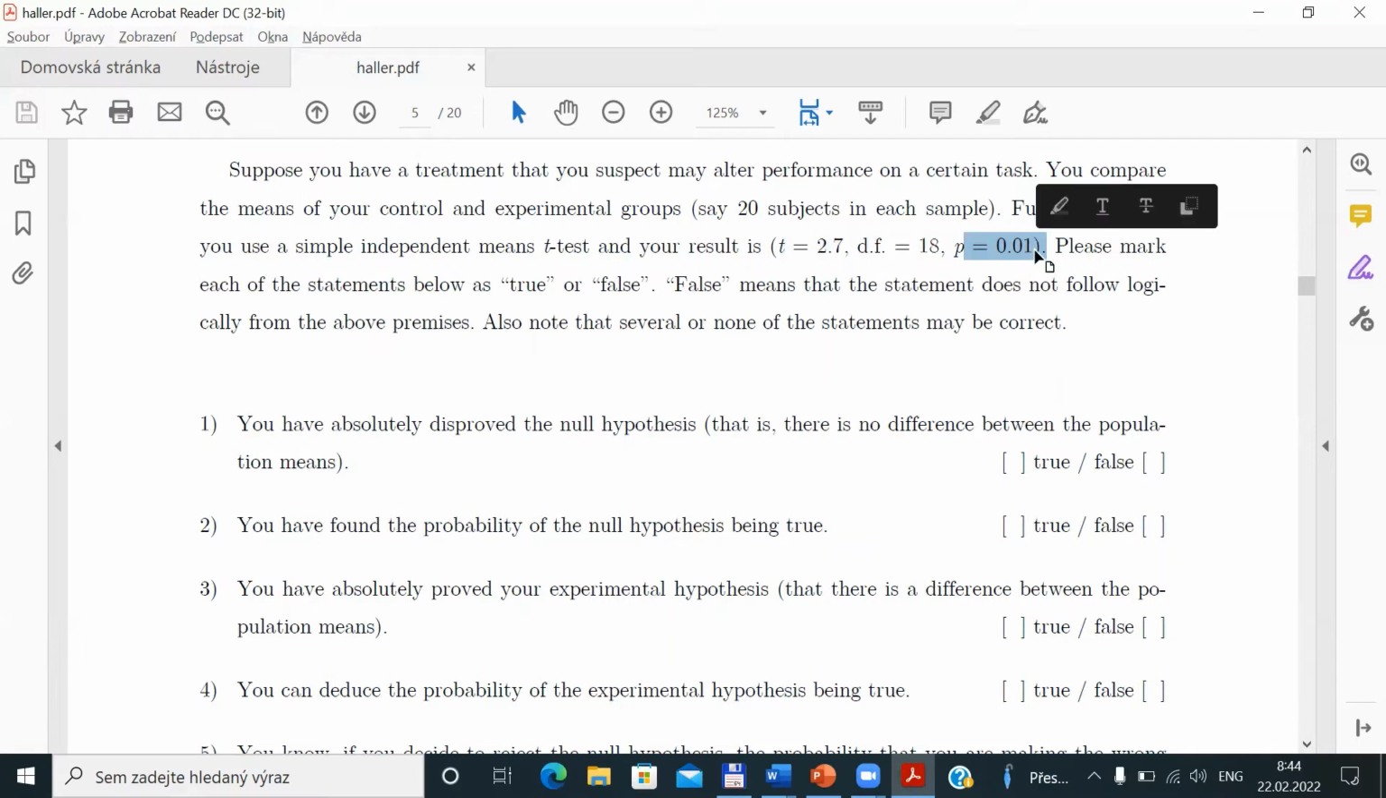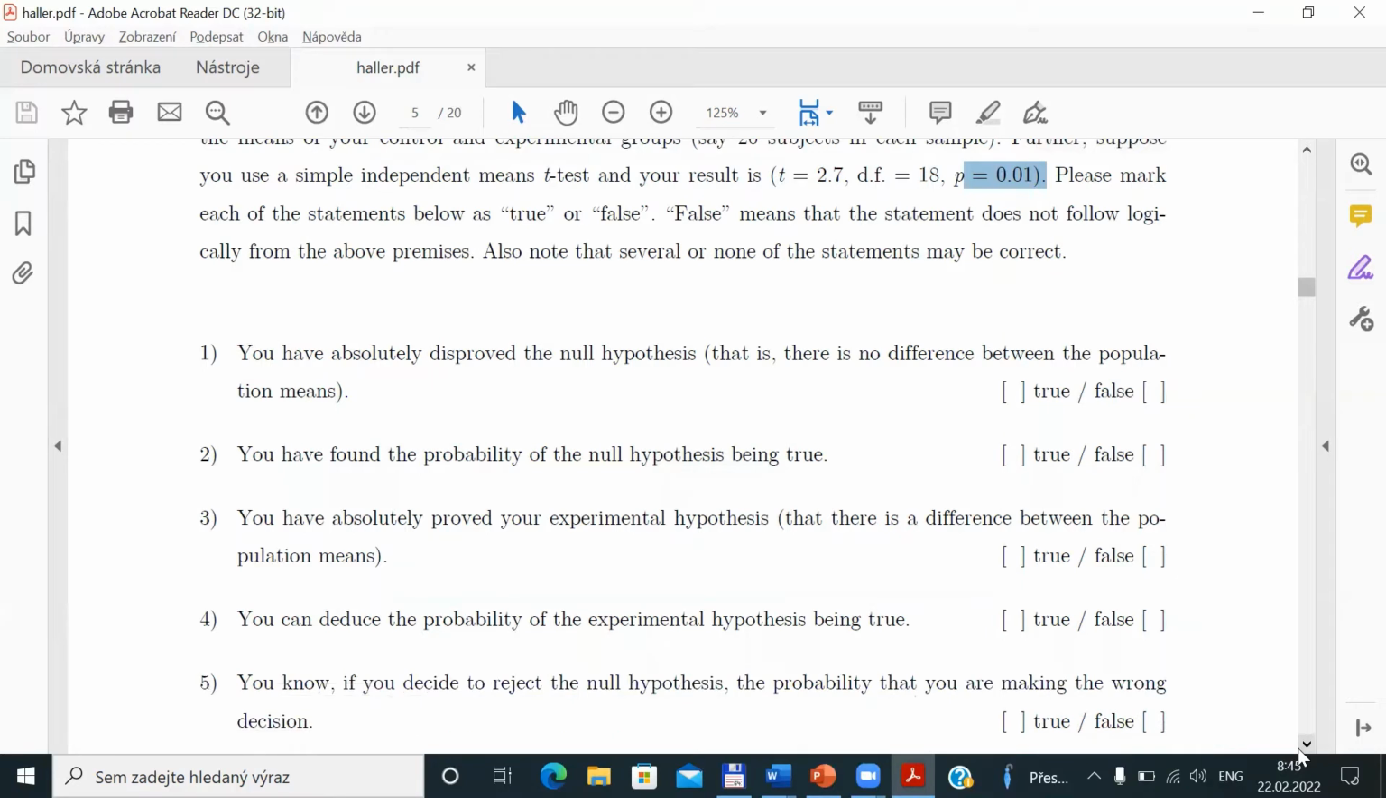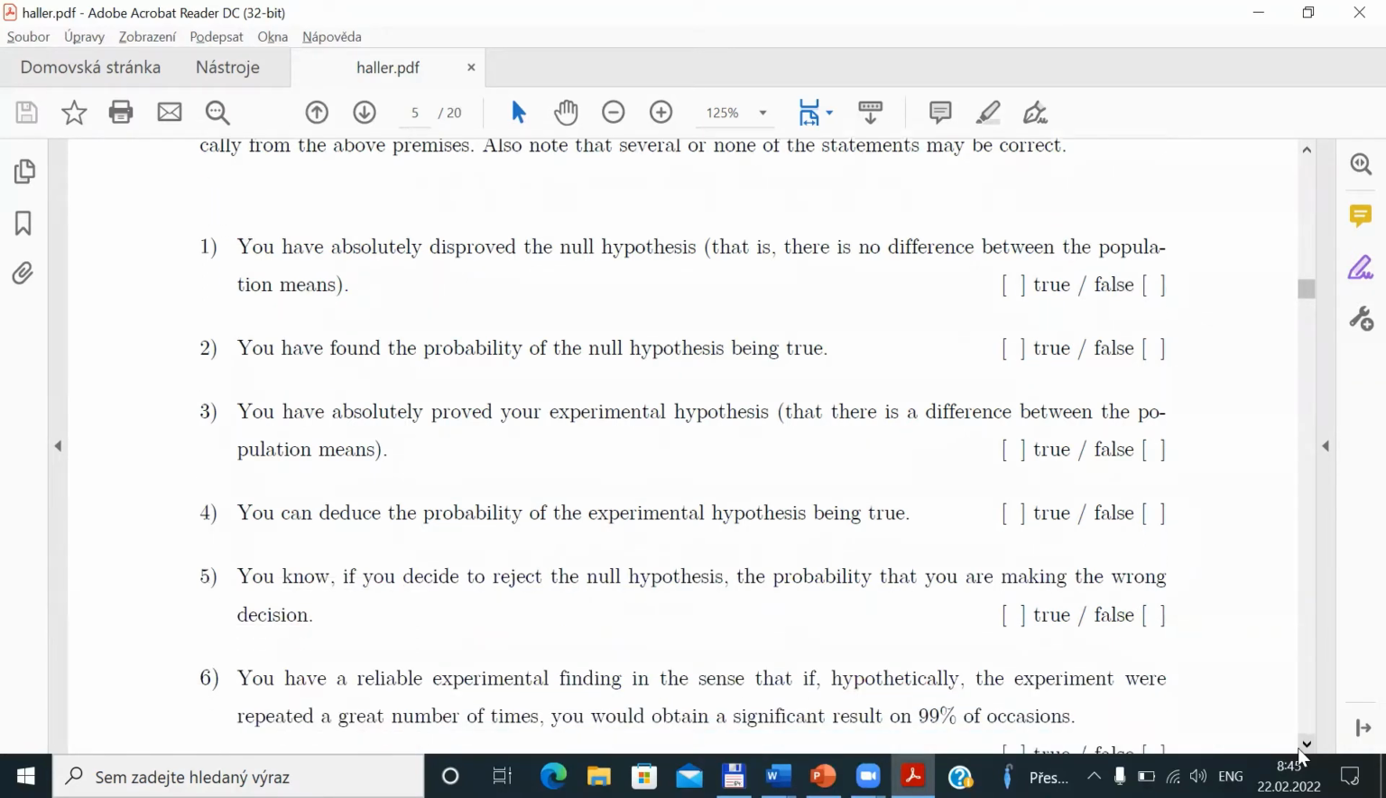Substantively, if we discuss these results, this small p-value would mean that it seems there is some difference between the control and experimental group in some teaching style, etc. So that's the substantive result. But here we have 6 statements that you try to assign whether they are true or not. Let's start with some similar patterns in these statements.